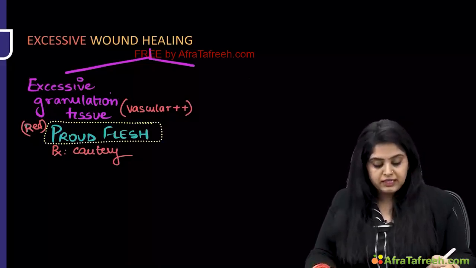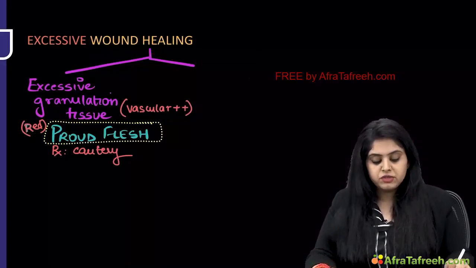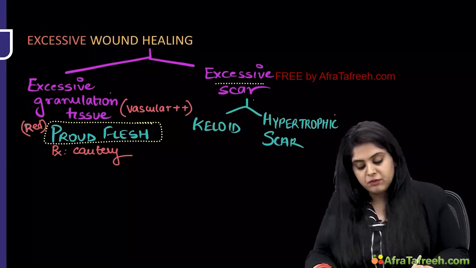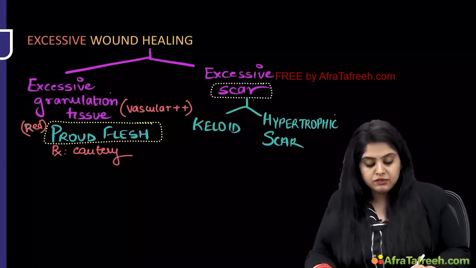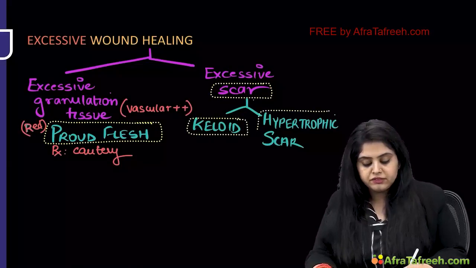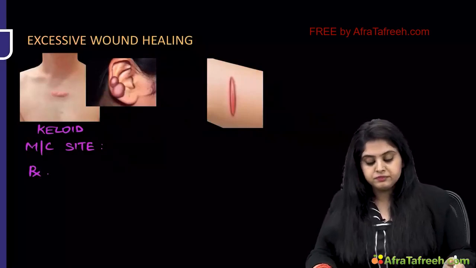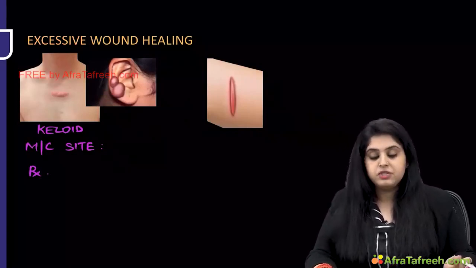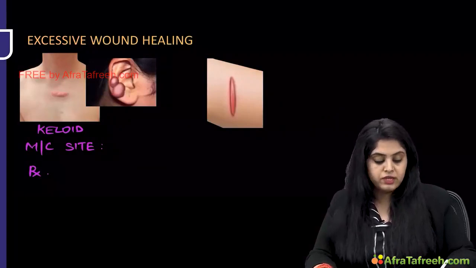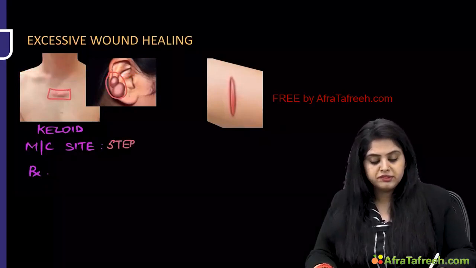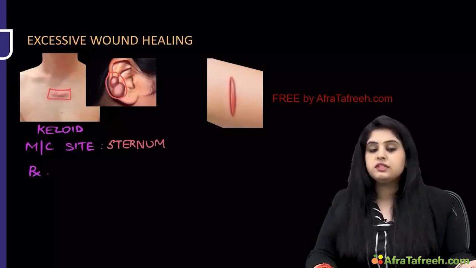What if, on the other hand, there is excessive scar formation? Scar formation can be of two types. Either it's going to be a keloid or a hypertrophic scar. So let's quickly look at their pictures. Either it's going to be a keloid, as you can very well appreciate over here. You can see the location, the sternum, and after an ear piercing, so there must have been some trauma. What is the most common site? Of course, the most common site is going to be the sternum.